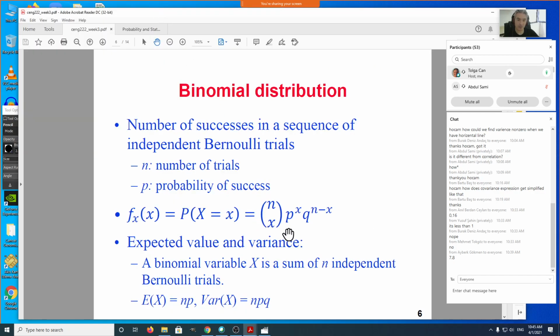And this is what this one is saying. The total number of trials and the number of successes you're looking for. p to the power x, this was the success probability, and q to the power n minus x.